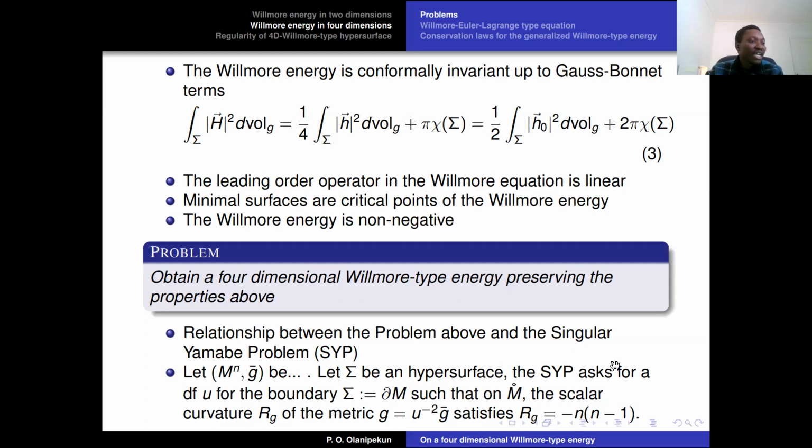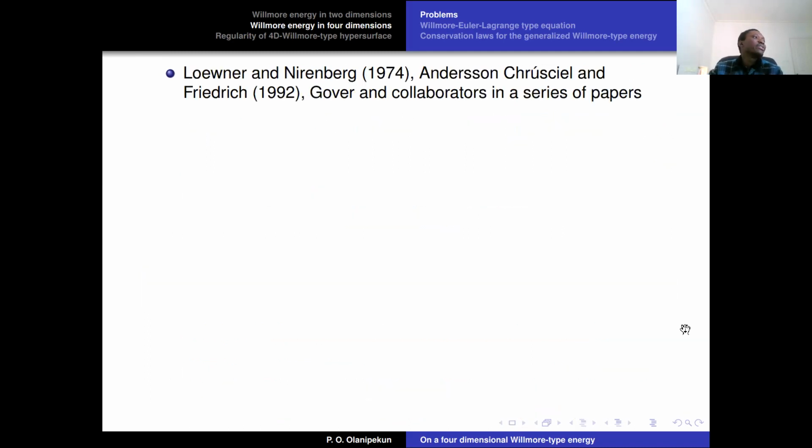on the interior of M, the scalar curvature Rg of the metric G and G bar are related this way via the defining function. So the metric G satisfies this relation, Rg equals minus n times n minus 1. That's the singular Yamabe problem. There's a relationship between this problem and the Willmore one, which I will explain in a minute.